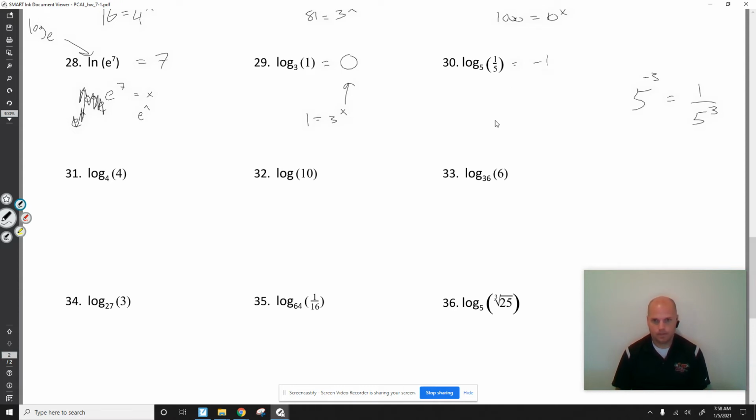Rewriting this in exponent form would be 1/5 equals 5 to what power? That power is -1. 4 to what power is 4? It's 1. Here, if you take 4 to the power of both sides, you get this leftover 4 equals 4 to what power? 1. Log base 10 of 10, that's just 1.